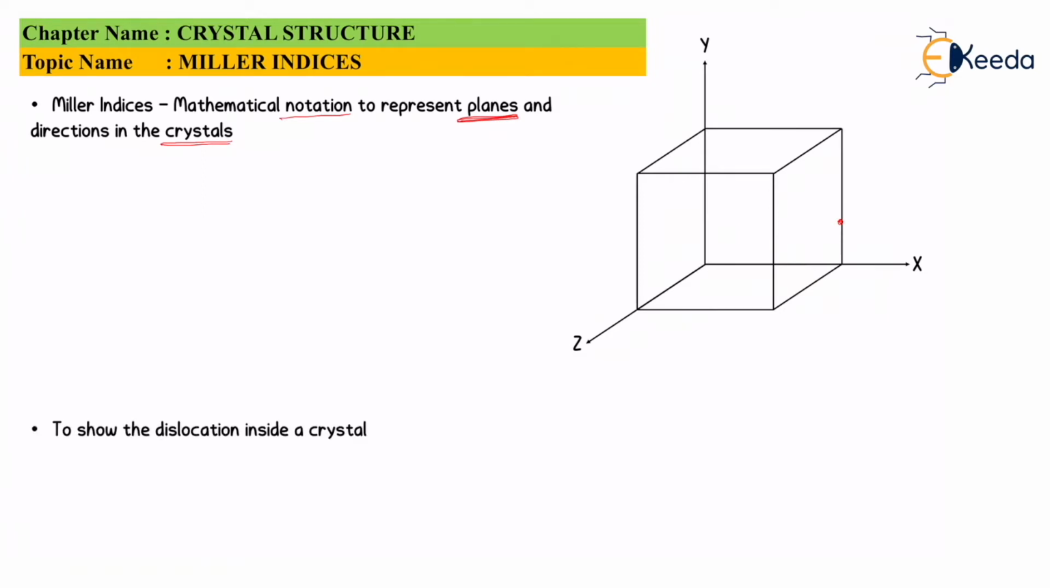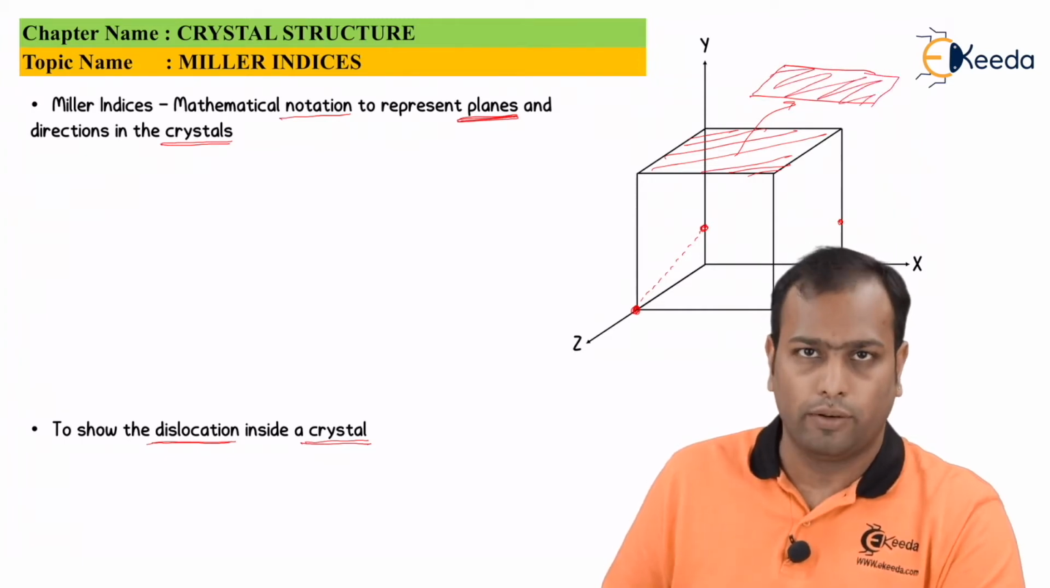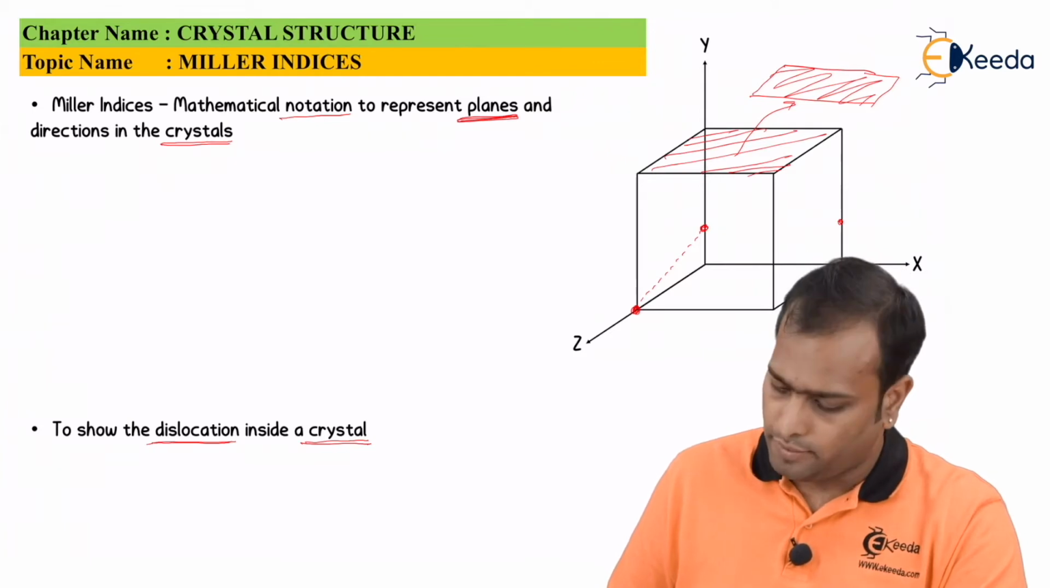First of all, by using Miller indices notations, we can show the dislocation inside a crystal. Now, what is dislocation? Let's suppose an atom that used to be here has now shifted to this position. So, we need to indicate the distance by which the atom has shifted. Or maybe this is the plane, as we indicated, is now shifted here. We need some mathematical notation to analyze this.